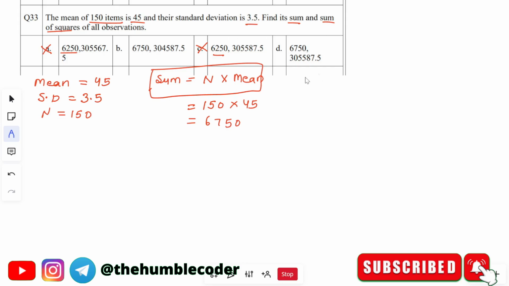So now we have to find the sum of squares. Let's see what the formula for this is. For the sum of squares, we have the number of items multiplied by the square of the standard deviation plus the mean square. So this is the formula that we have to use for finding the sum of squares.